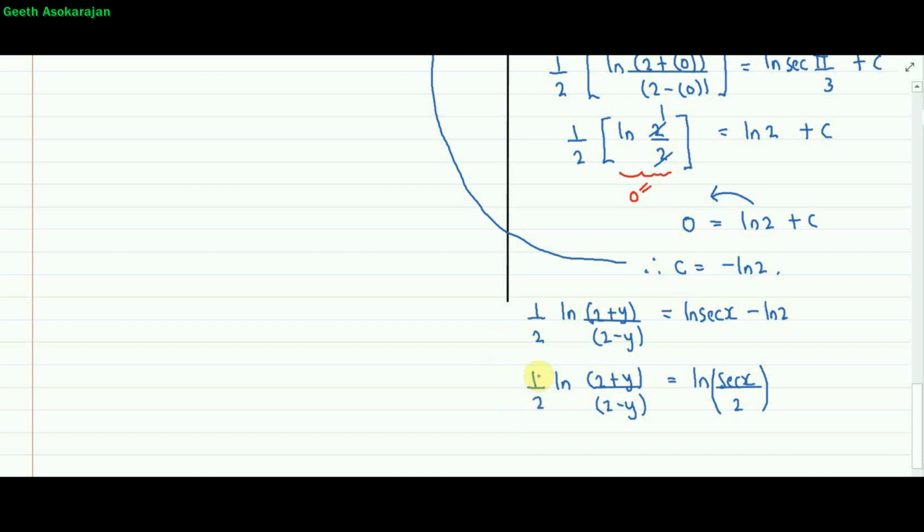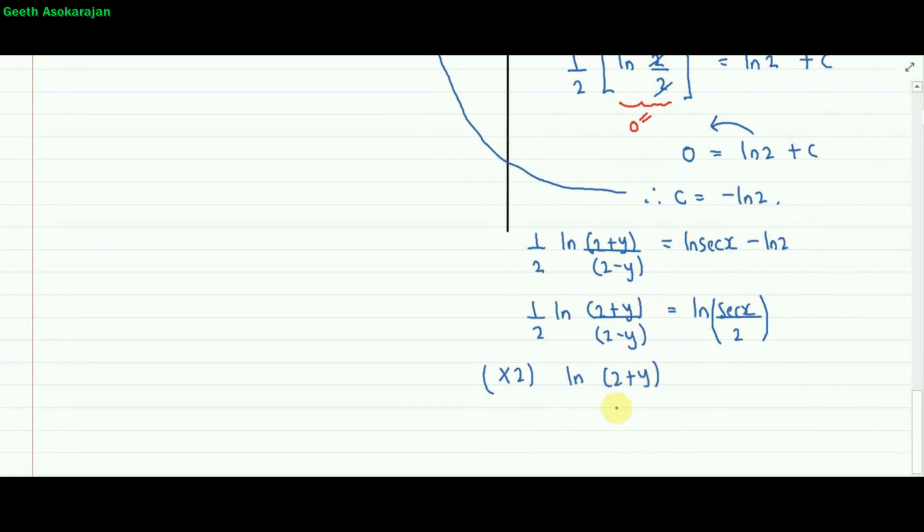I don't like the half. Let me multiply both sides by 2. If I multiply both sides by 2, I'm going to get 2 times half, which is 1, so ln of 2 plus y over 2 minus y. And that is equal to, so 2 times the 1 in front is 2, so it's 2 ln of sec x divided by 2. Trying to be as neat as I can with all of my workings.